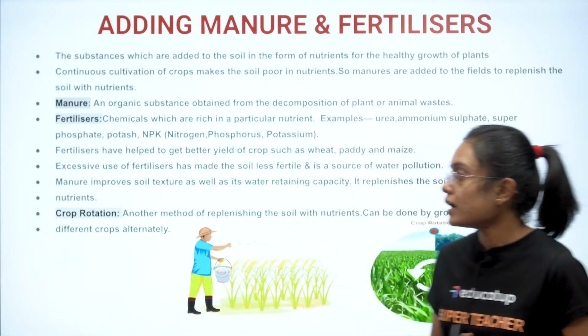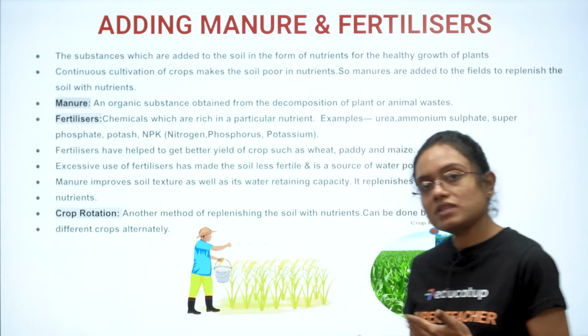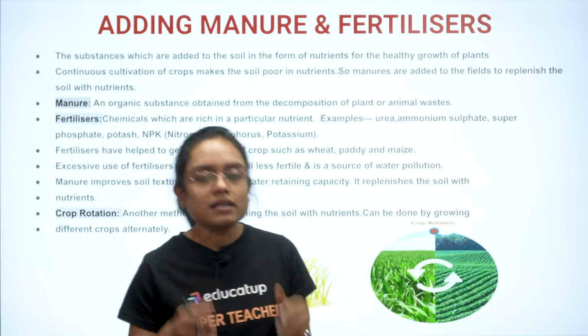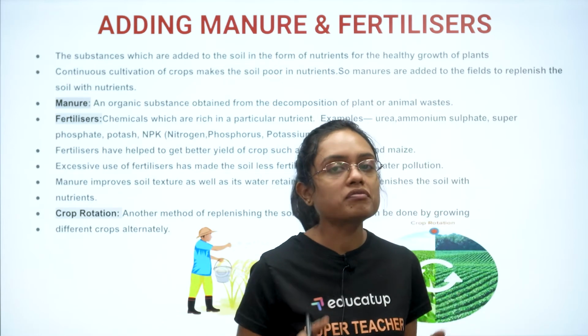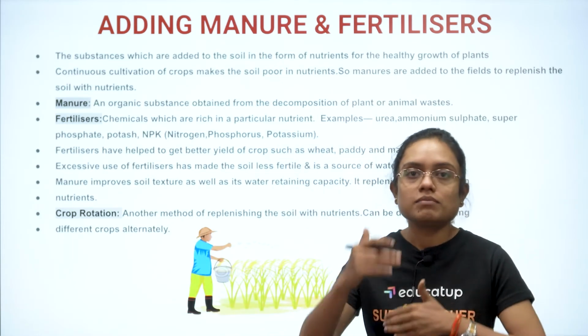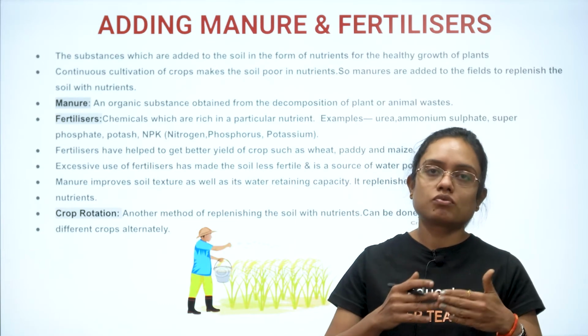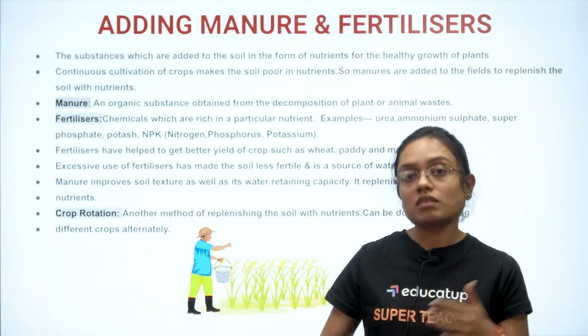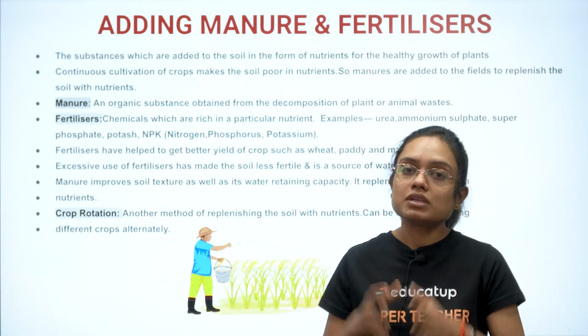Now, there is another way of replenishing the fertility of the soil, and that is by crop rotation. That means if in one season you have grown wheat, maybe in the other season you can grow rice. Then maybe in the next season you can again grow wheat. So what happens by changing the crop season to season, the fertility of the soil can be replenished.